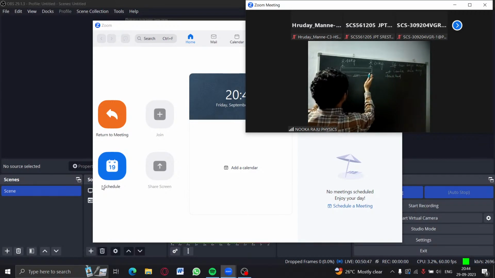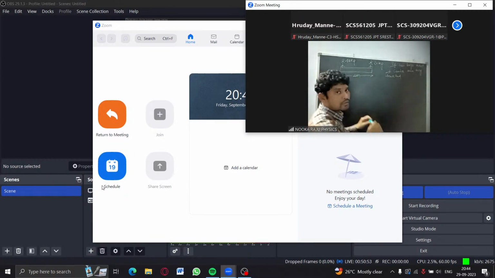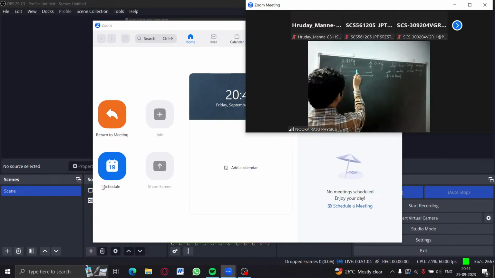Actually, the length of the plank is 4 meters. If these two people just meet at the center of the plank, how much distance is covered by those two people? Automatically 2 meters and 2 meters. Am I right? If this is the center of the plank, this person covers 2 meters, and this person also covers 2 meters.